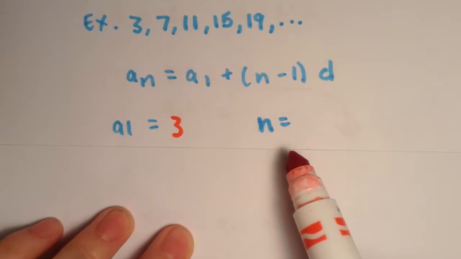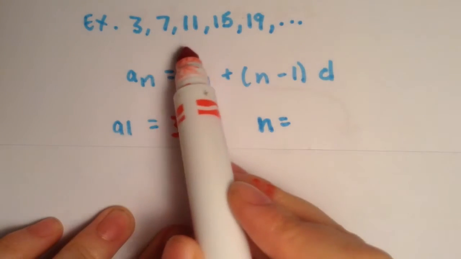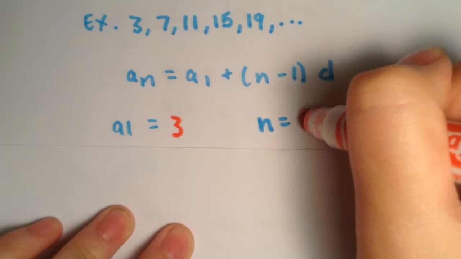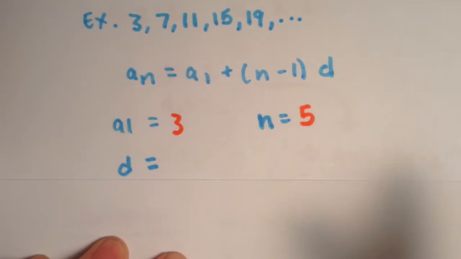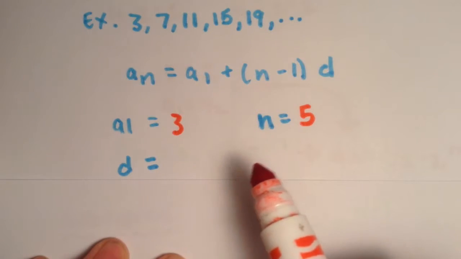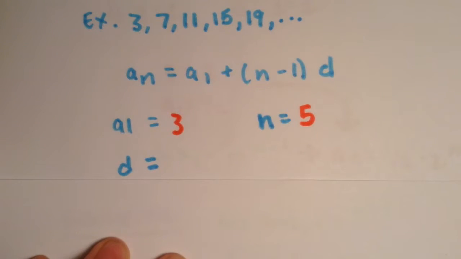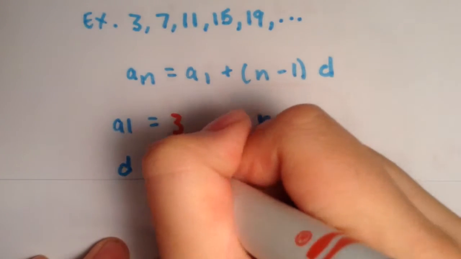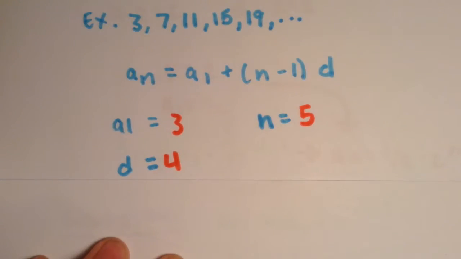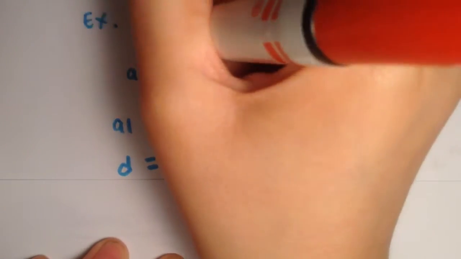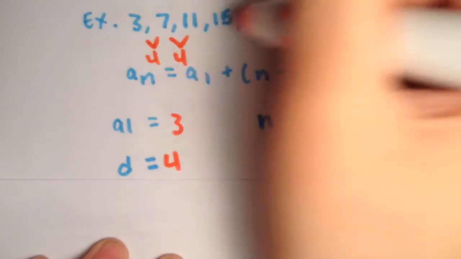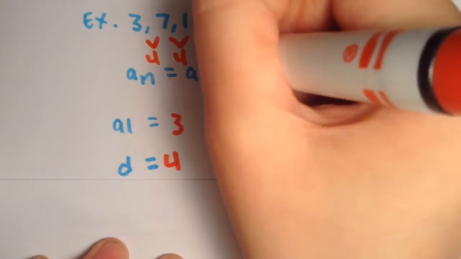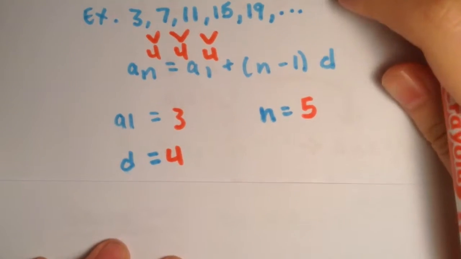Our n, that's the number of terms. We have 1, 2, 3, 4, 5 terms. And we need to find our d, which is the common difference. Based on this, the common difference is 4, and we can identify that because the difference is 4. 7 to 11, that's 4. 11 to 15, that's 4, and so on and so on.